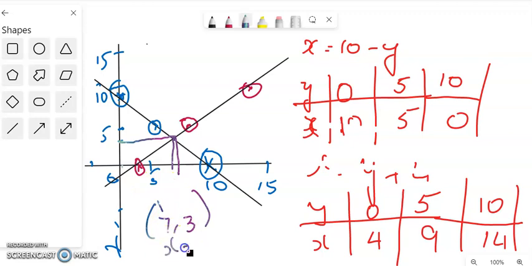So what is x? X is 7, y is 3. So it is very clear. x was the number of girls, so there were 7 girls and 3 boys. And they had given us one more condition, right? Girls were 4 more than boys. So 3 plus 4 is 7. See, this satisfies both the conditions. So this is how we solve graphically.